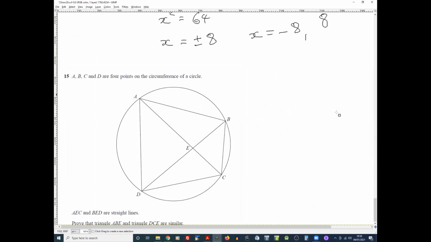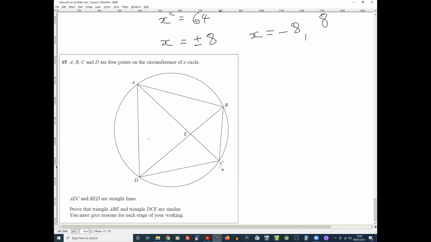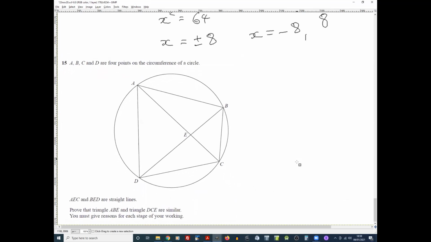A, B, C, and D are 4 points on the circumference of a circle. A, E, C, and B, E, D are straight lines. Well, we probably assumed they were, didn't we?